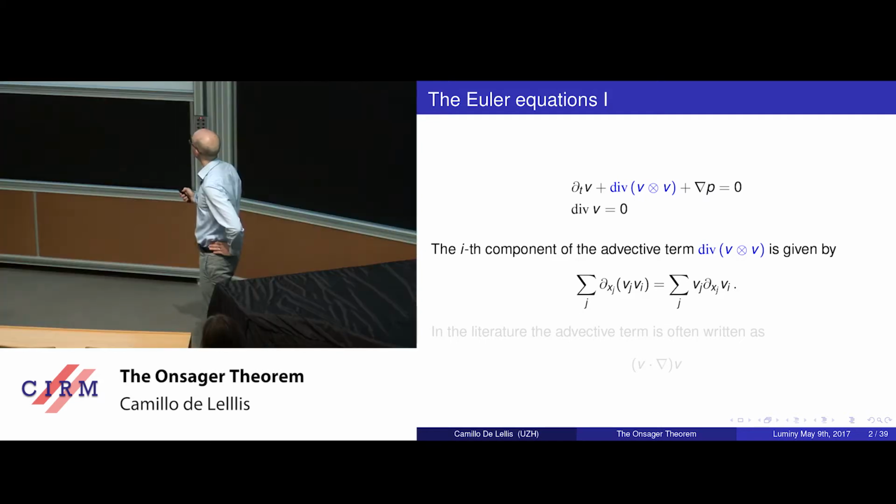So the i-th component of this vector over here is just the sum over the spatial derivatives in direction x_j of v_j v_i. Since v is divergence free, of course you can write this term in this way if you have a smooth function, and this is probably more common in the literature. So usually the advective term is written in the following way.